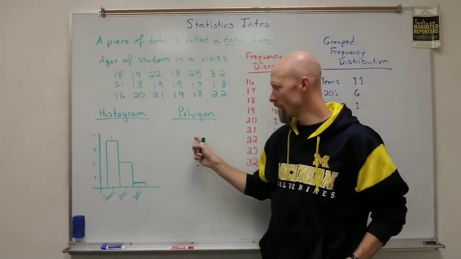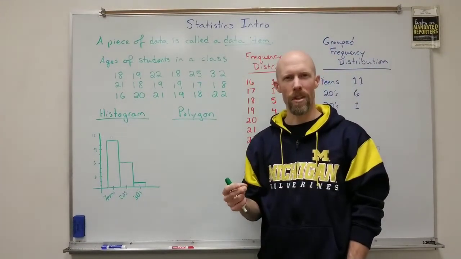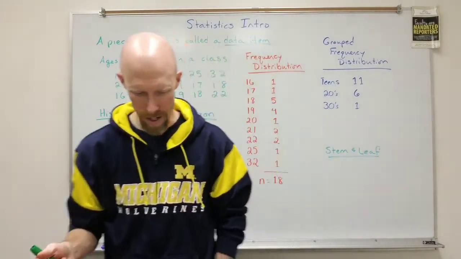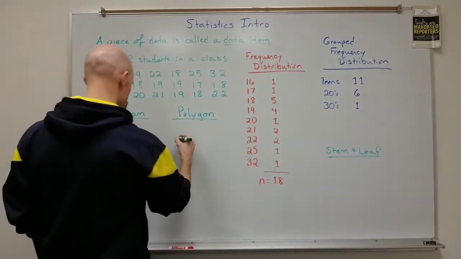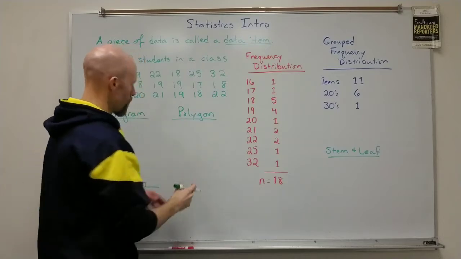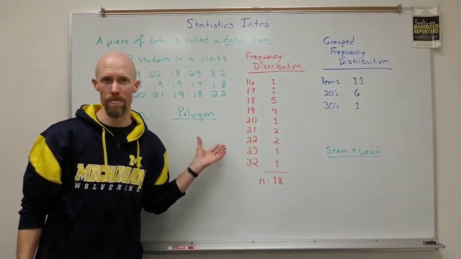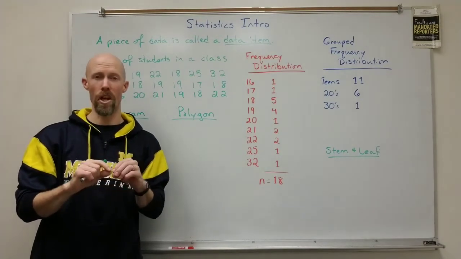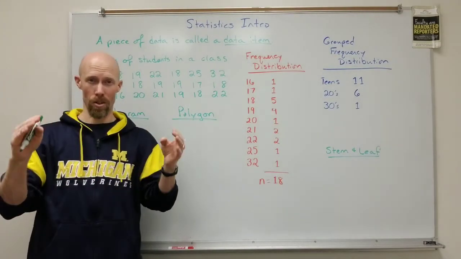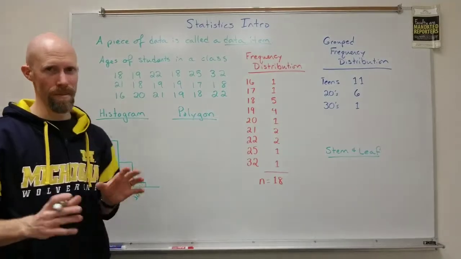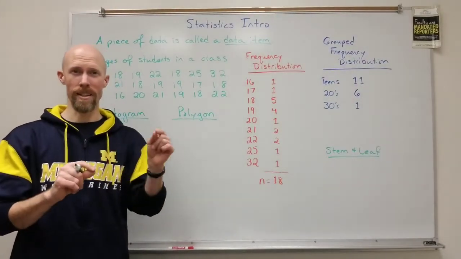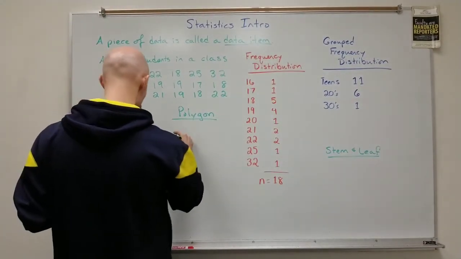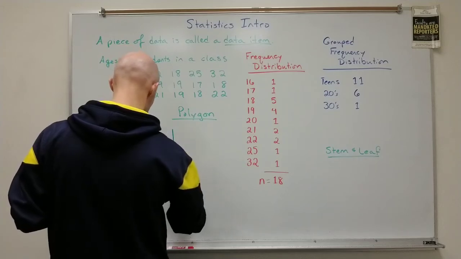Now a polygon is kind of weird. It's like a line graph almost. The reason I say it's not a true polygon is because a true polygon would be closed, right? It's a shape made with sides that's a closed shape. This one's not closed. It's like connecting the dots. And so same sort of setup.